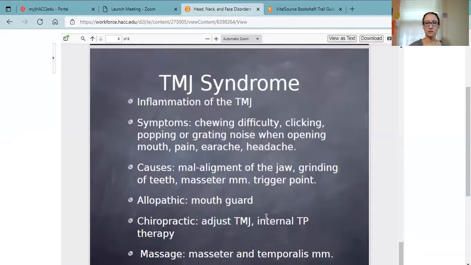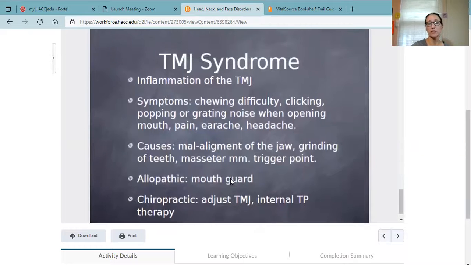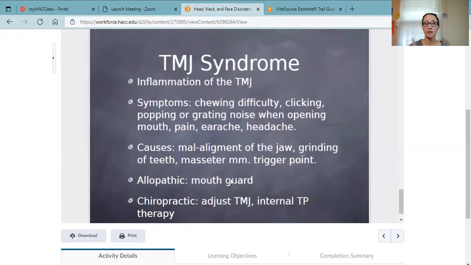As far as what can be done for it, allopathically, they just tell you to wear a mouth guard, especially at night, so that you don't destroy your teeth, but that doesn't stop the TMJ at all. You're still biting. So it's really a Band-Aid. Chiropractic adjustments. I've had my TMJ adjusted one time, and that is the last time I'll have it done. It was very painful, and I did not enjoy it at all.